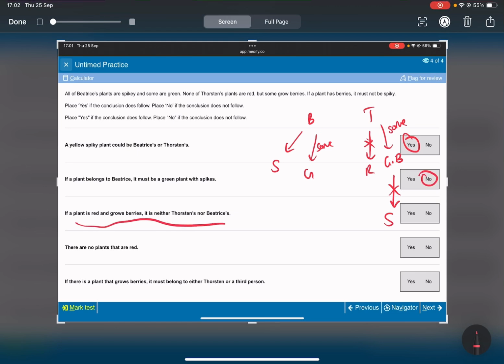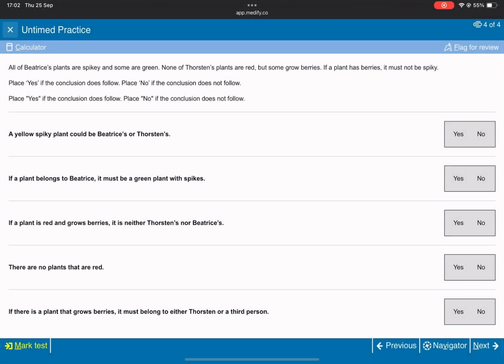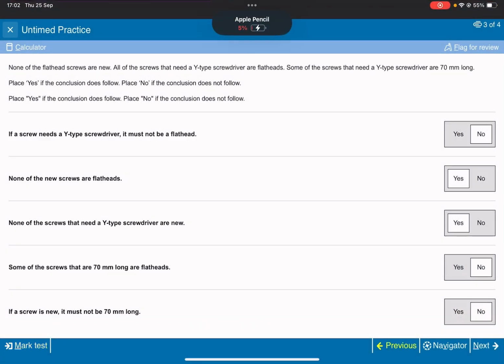If a plant is red and grows berries, it's neither Thorsten's nor Beatrice's. If it's red, it's not Thorsten's. But if it grows berries, it must not be spiky. Yeah, actually, this is true. Because if it grows berries, it's not spiky, and all of Beatrice's is spiky. There are no plants that are red. No, we don't know that. If there is a plant that grows berries, it must belong to Thorsten or a third person. Yes. Okay, so just fairly simple. Yes, no, yes, no, yes, down the line.